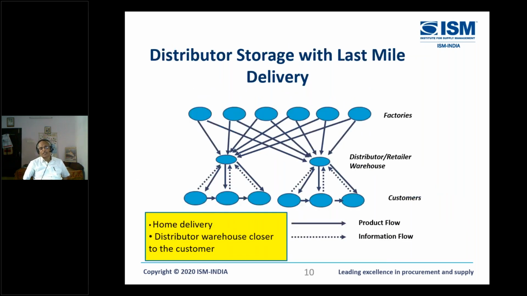Distribution storage with the last mile delivery. Here, from factories, materials, products go to distributor or retailer warehouses, and then from there, they go to the customers. So these are generally used for home delivery, with the distributor warehouse closer to the customer.